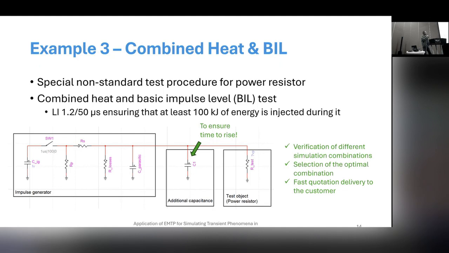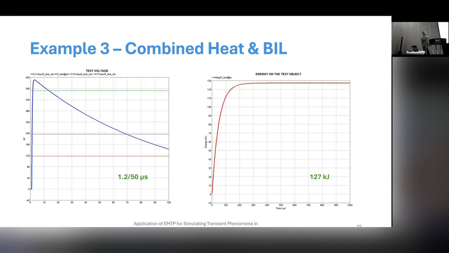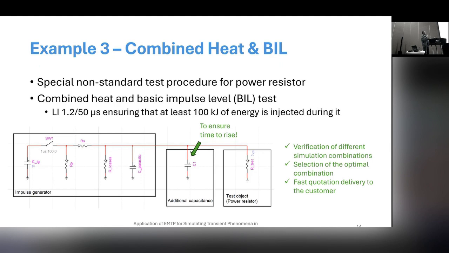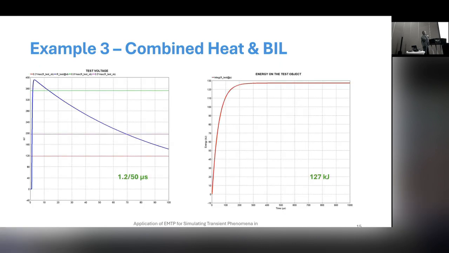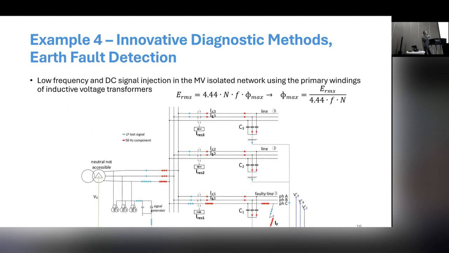By using this approach, we can deliver basically fast answers to the customer. If someone requests some special test, can you carry it out with equipment that you have in laboratory? If you use EMTP, you can get really reliable and fast answer to be sure that the test will be carried out. Here you can see the results in this circuit. So we need to put 1.2/50 and we need to inject 100 kilojoules into the power resistor. By using our equipment, here you can see the waveform that we expect, 1.2/50 and energy 127 kilojoules, which means that this test should be carried out successfully with existing equipment inside high voltage laboratory.